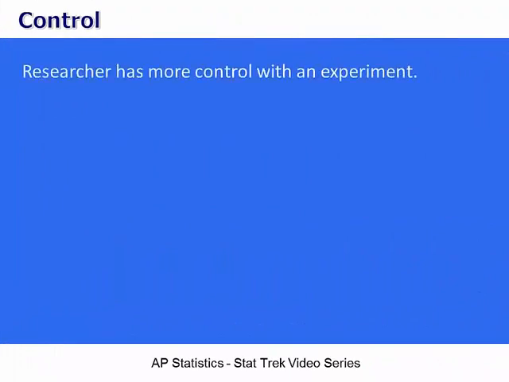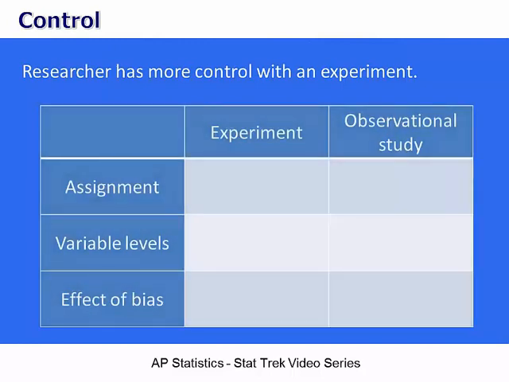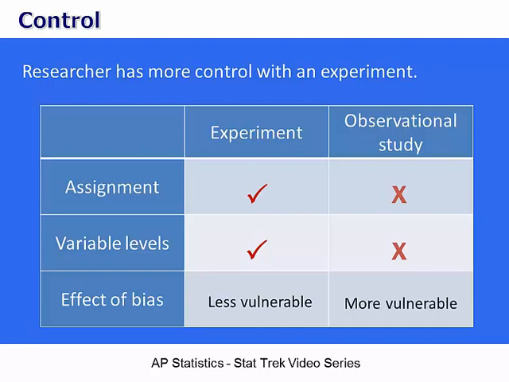The key difference between the two methods has to do with control. With an experiment, the researcher controls how subjects are assigned to groups and which levels of variable each group receives. But with an observational study, the researcher does not control group assignment or variable levels. And because experiments permit a greater level of control, well-designed experiments can be less vulnerable to bias than are observational studies.